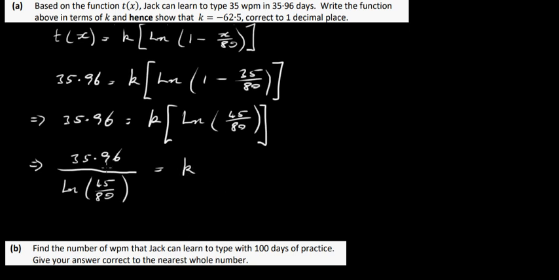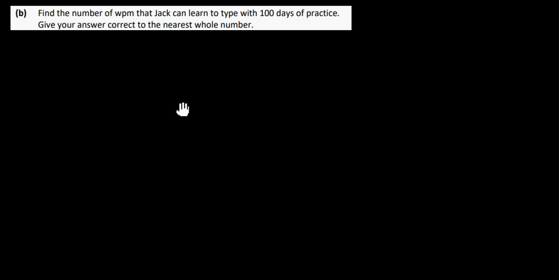So I've written the function in terms of k first. Now all you've got to do then is work this out. This is all just calculator work here. So what you get when you work all of this out on the left hand side is k is equal to minus 62.5 to 1 decimal place, which is what we were asked, correct to 1 decimal place. And that's part A done. So let's have a look at part B.